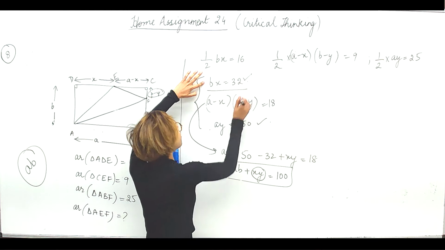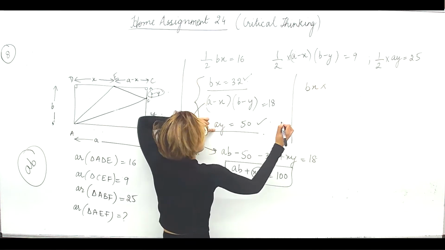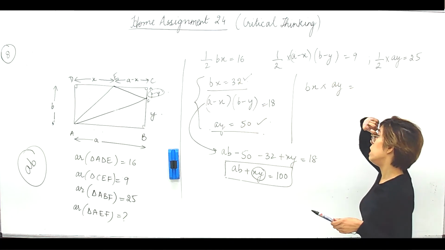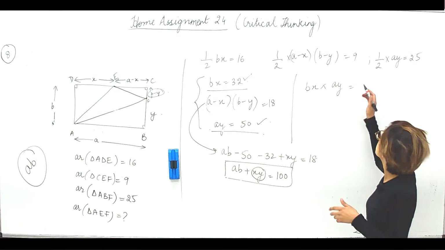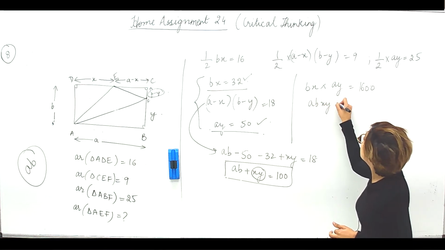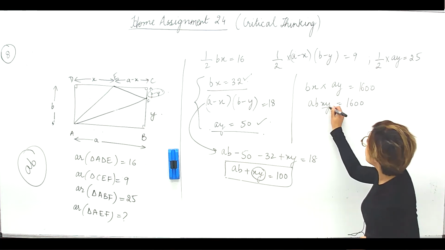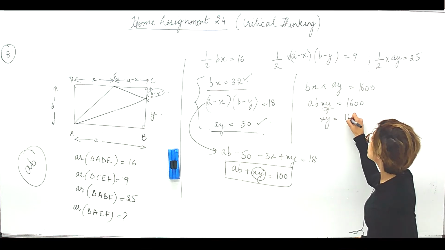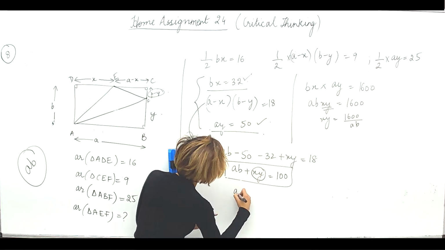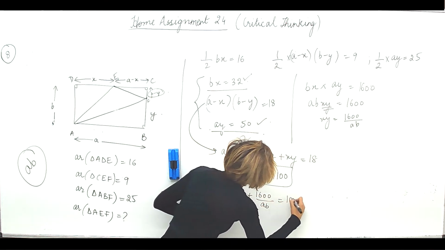अच्छा दोनों equations को multiply कर दो. Multiply the two. What you'll get? You'll get BX into AY is equal to 32 into 50, which is 1600. Or I can say this is nothing but AB XY equal to 1600. Now, I wanted XY in terms of AB. XY is equal to 1600 by AB. Just substitute this value over here. This is nothing but AB plus 1600 by AB is equal to 100.